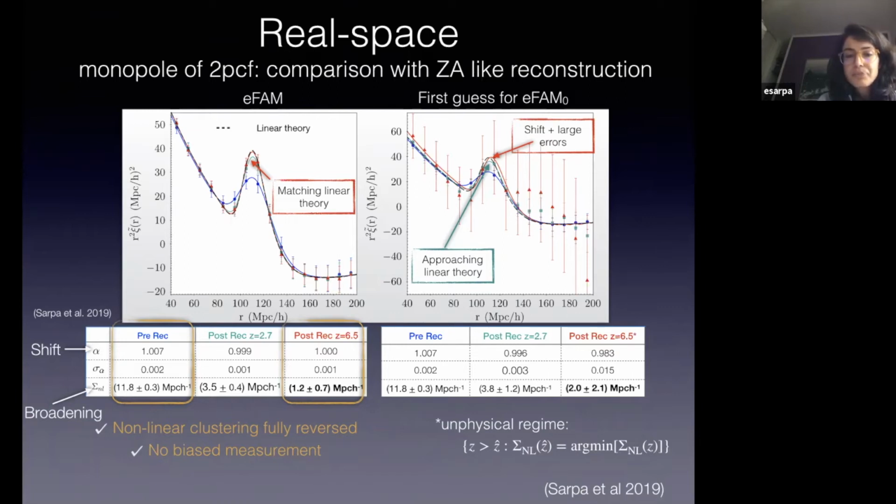When we overestimate the velocities, we encounter a maximum redshift, after which our signal in the two-point correlation function starts to be degraded. So we cannot consider our field to be trustable anymore. The reconstruction defines a maximum redshift here. I would like to note that the maximum redshift is relatively low, but it's because in eFAM we had a very strong overestimation of the velocities that was corrected in later works.